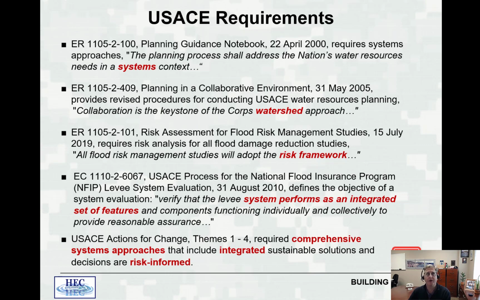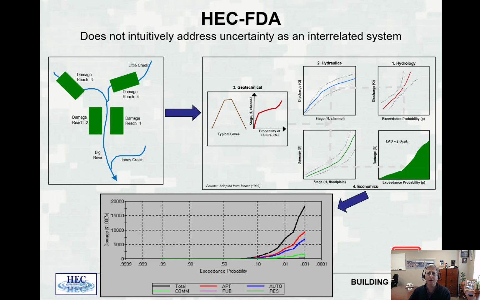Other pieces of guidance that were around when we first started developing the WAT were EC 1110-2-6067, and there it said that the levee system performs as an integrated set of features. And USACE Actions for Change said required comprehensive systems approaches that included integrated, sustainable solutions, and decisions are risk informed. So very consistent with where we are at today with regards to systems approaches, watershed approaches, and the requirement to use a risk framework. So does FDA satisfy these USACE requirements?